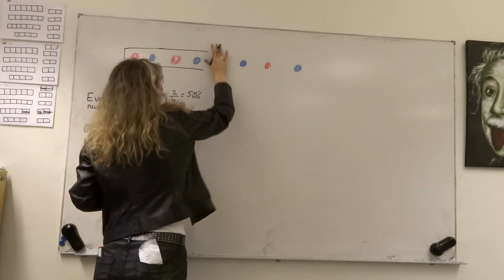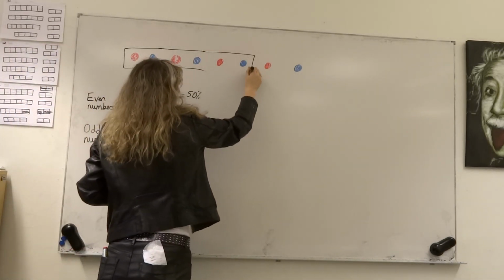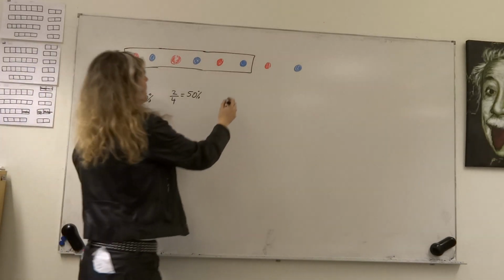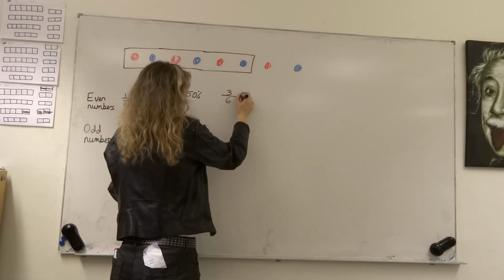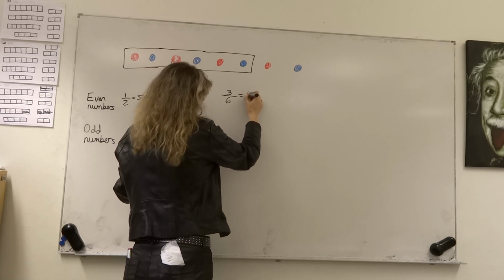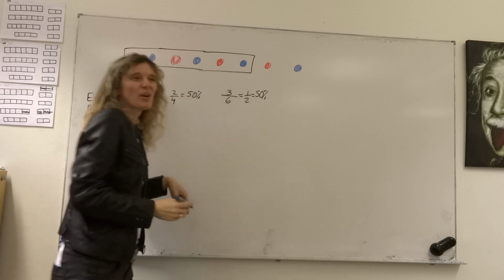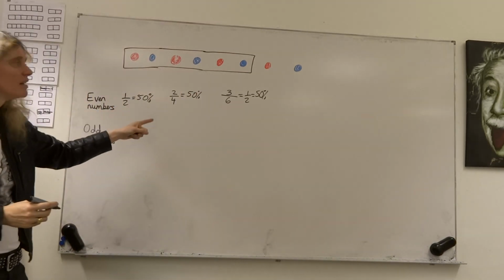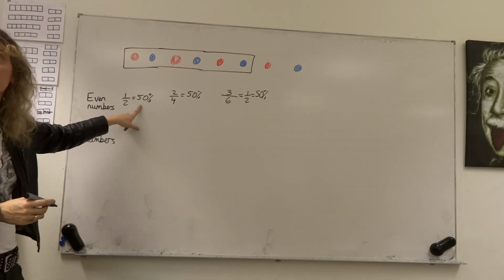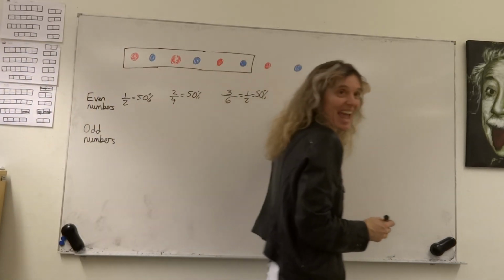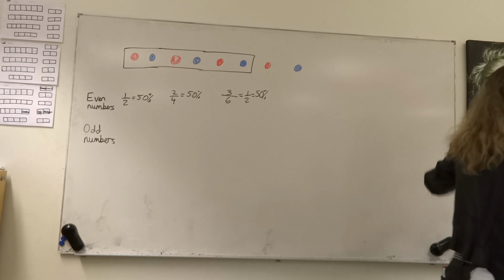Okay, this is looking a bit easy. 6 marbles. How many of them are red? 3 out of 6, which is the same as a half, which we know is 50%. So I think we're seeing a pattern here, aren't we? When it's an even number of marbles, we're going to get 50%, 50%, 50%, and when it's 8, it's going to be 50%, and it's going to go on and on and on.